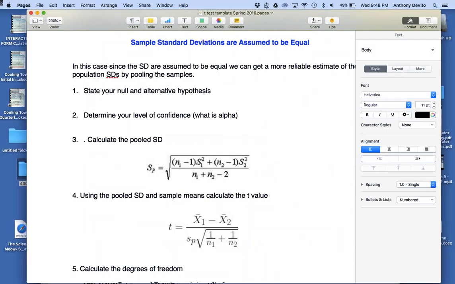Since we're assuming that the standard deviations are equal, or we think that they're equal, we're going to be able to pool those standard deviations. In other words, take advantage of the fact that we can base the standard deviation on a sample of size 90 rather than a sample of size 45, which each group was, and that gives us a better estimate of what the standard deviation really is for the population. So first thing we're going to do is calculate a pooled standard deviation.